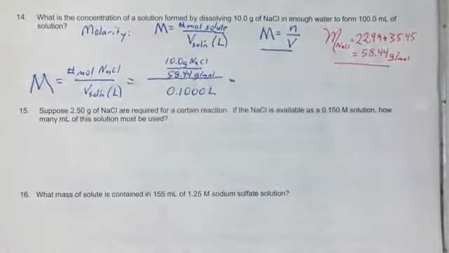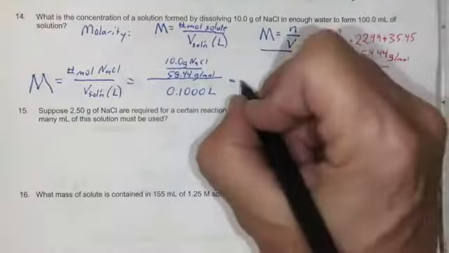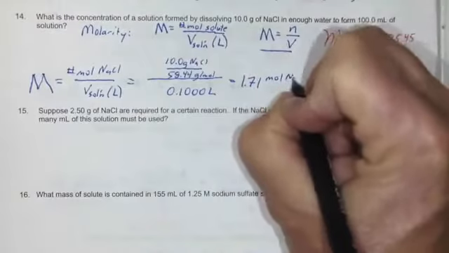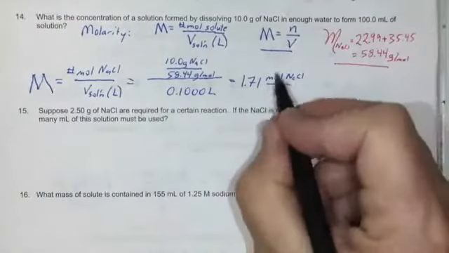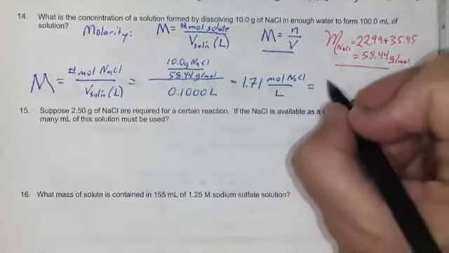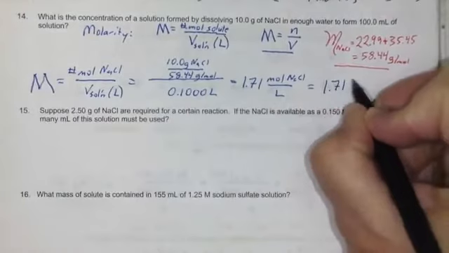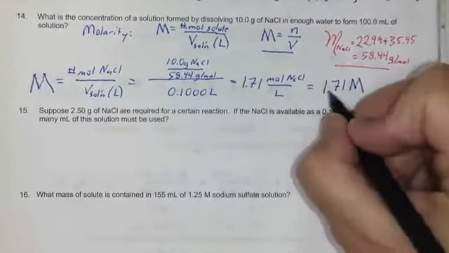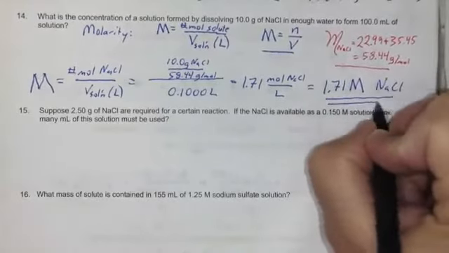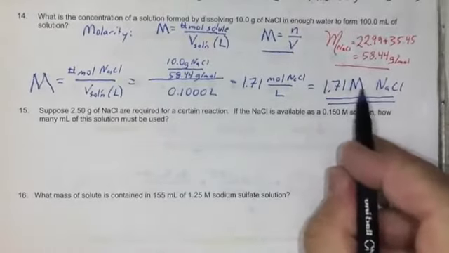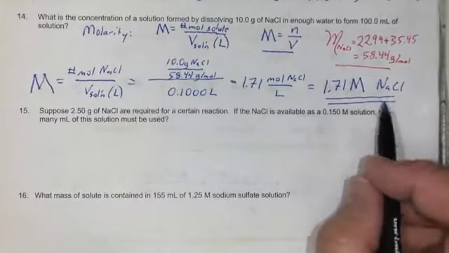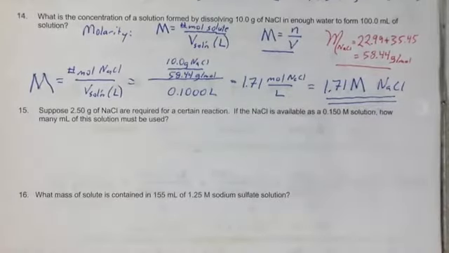And when you calculate this out, you get 1.71 moles of NaCl per liter. Now, another way to say moles of sodium chloride per liter is to say, and this is how we would normally express it in chemistry, 1.71 molar, so capital M, sodium chloride. So this is how you express the concentration. When you see capital M, you think moles per liter. It's 1.71 moles per liter of sodium chloride. Okay, so that's the answer to number 14.